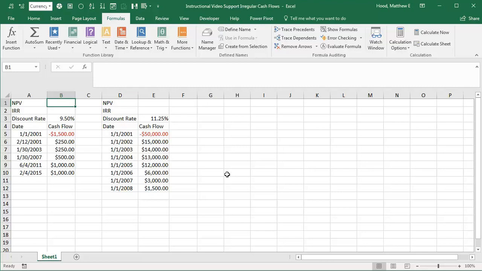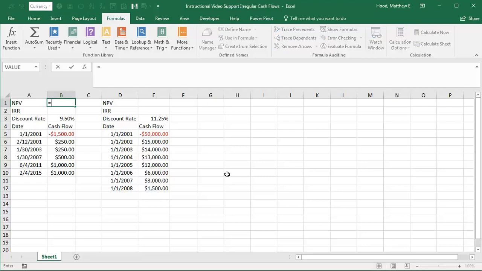So XNPV and XIRR are used for irregular cash flows. NPV and IRR are very useful as long as you have consistent cash flows and the frequency is unchanged, every month, every year, and so forth. But if the cash flows are changing and the frequency of the cash flows is also not constant, then you can use XNPV, which is really a great help. Otherwise, you'd have a whole series of problems that you'd have to work out at the same time.